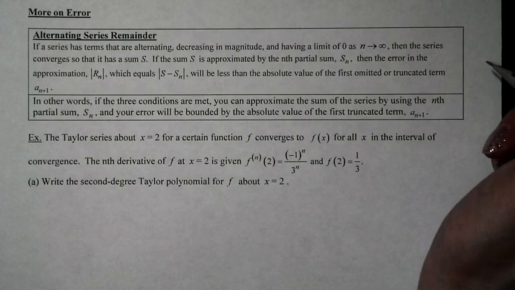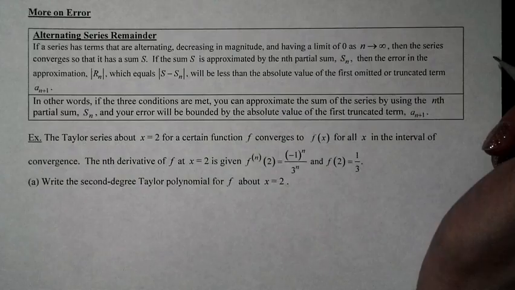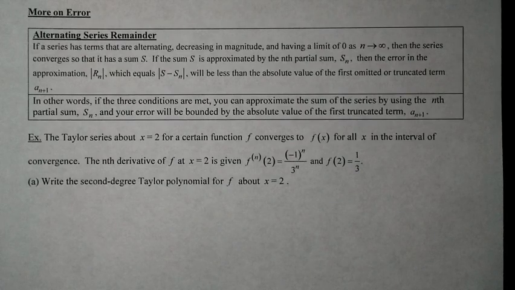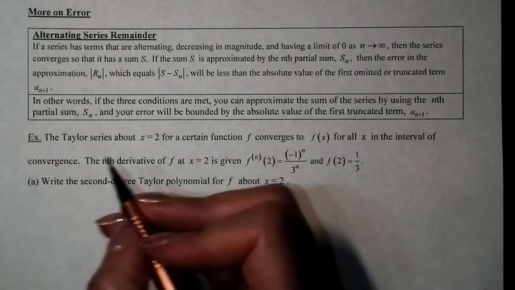In other words, if the three conditions are met, what we can do is approximate the sum of the series by using the nth partial sum, s sub n. And your error then will be bounded by the absolute value of the first truncated term. Okay? So what are we going to do here? Well, let's see this example.